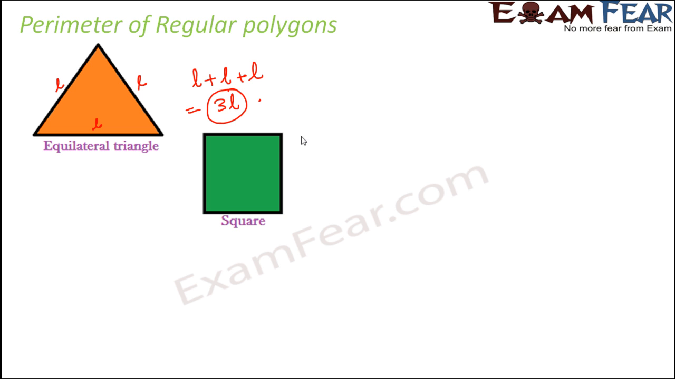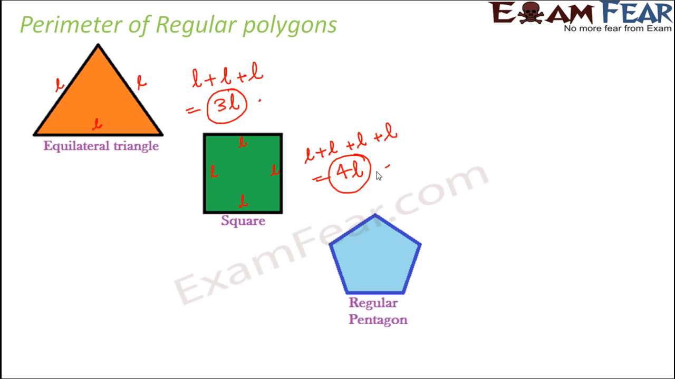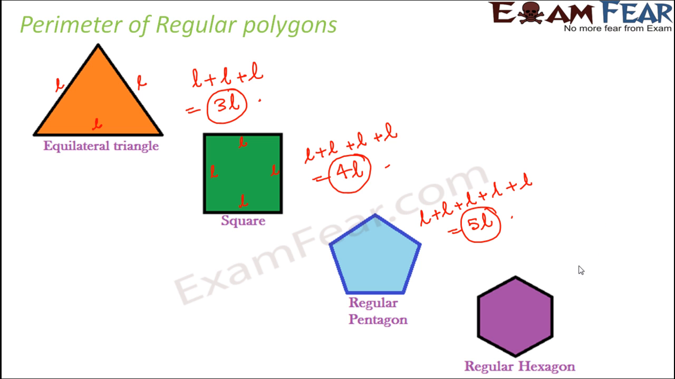Let's move on to a square. In case of a square also, if each one side is L, all the four sides would be L. So in this case, the perimeter would be sum of the four sides, which is 4 into L, that is 4L. If we move on to pentagon, where you have five sides, so here the perimeter would be L plus L plus L plus L plus L, that is 5L. And similarly for hexagon, so I do not think I really need to do it here, it would be 6L. So what do you see?